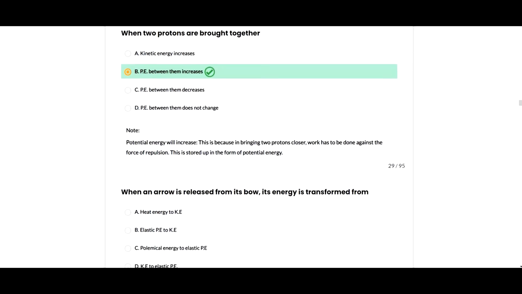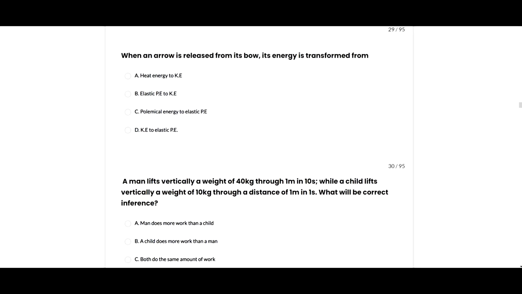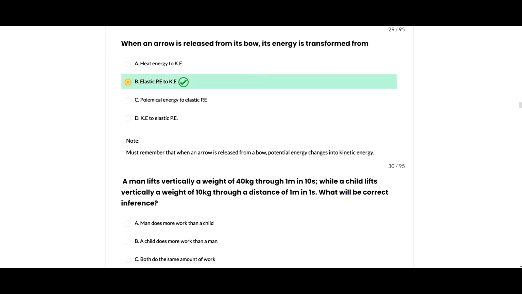The next MCQ is, when an arrow is released from its bow, its energy is transformed from. Here which option will be? Here the correct option is given here. B option is correct. Must remember, when an arrow is released from a bow, potential energy changes into kinetic energy. So here B option is correct.